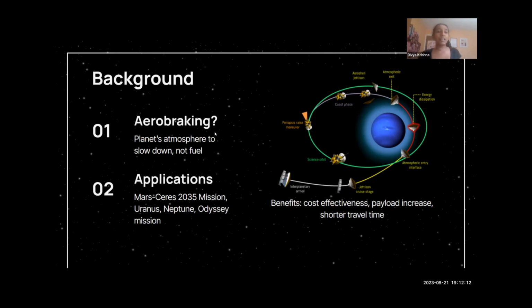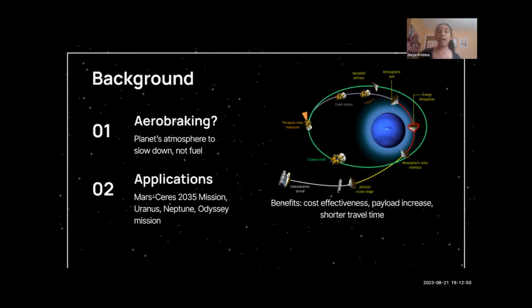What happens is a lot of the time it takes a lot of fuel, cost, and time to transfer a spacecraft's orbit, which means to go from one orbit to another. So we use aerobraking to basically use a planet's atmosphere to slow down a spacecraft instead of just using fuel. This allows the spacecraft to carry less fuel and more payload, or more things, on the craft. Additionally, this is a little bit of a diagram of what it looks like.